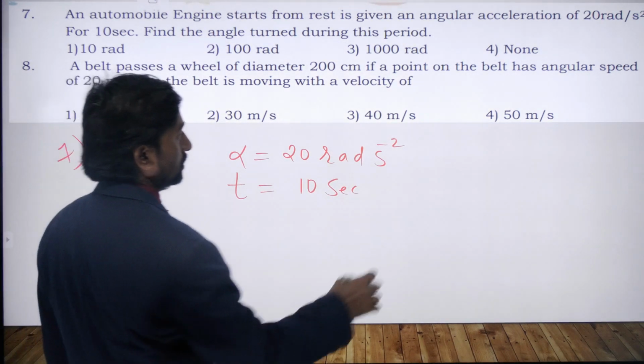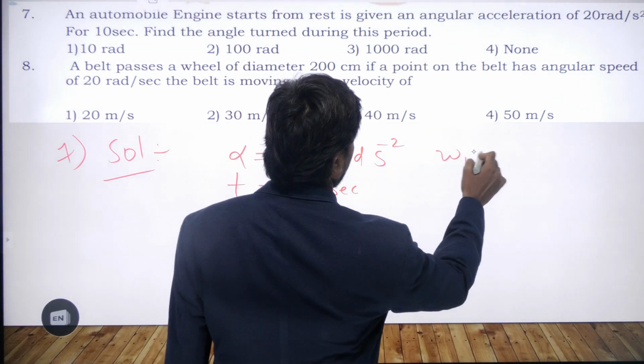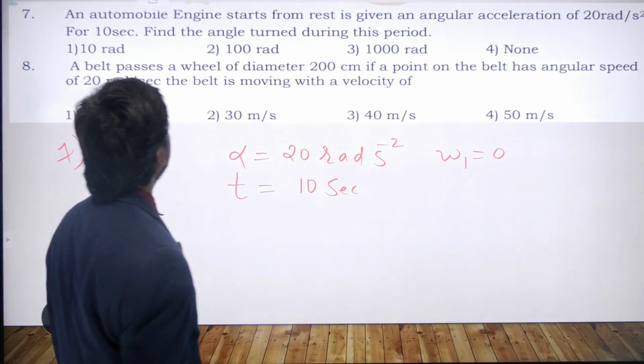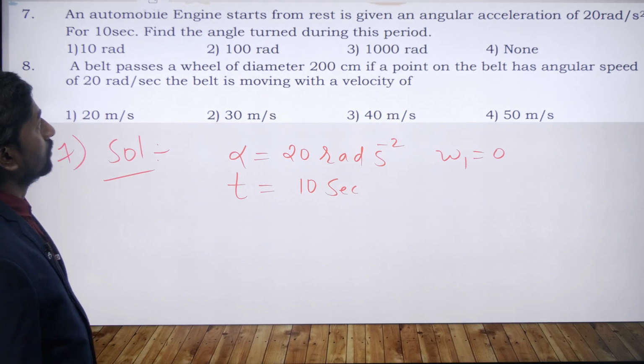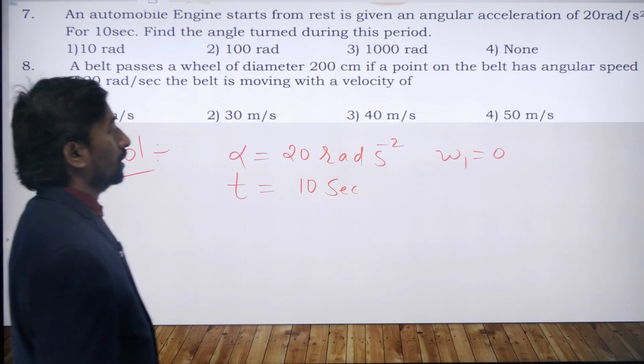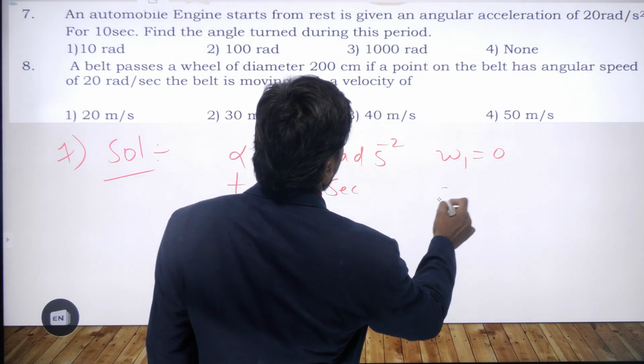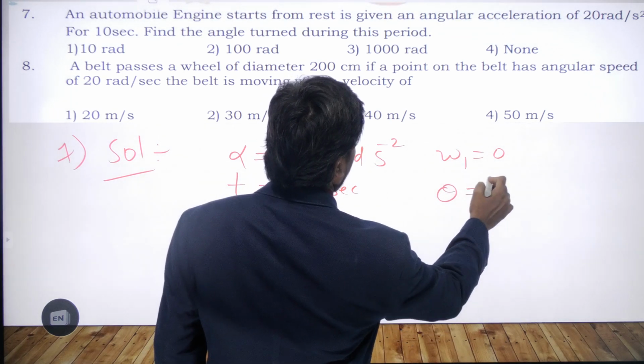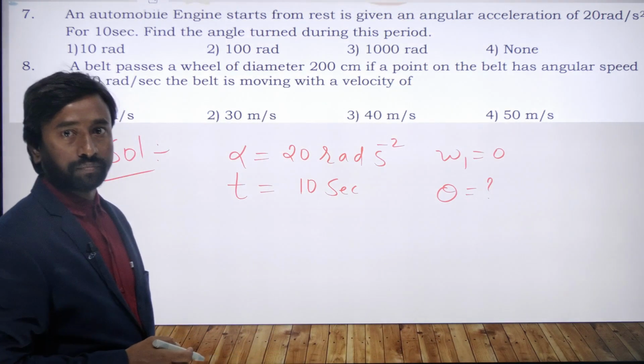Started from rest means we can write here omega 1 is equal to 0. Then they are asking theta, the angle turned. Angle is nothing but angular position, theta. What is the theta they are asking?